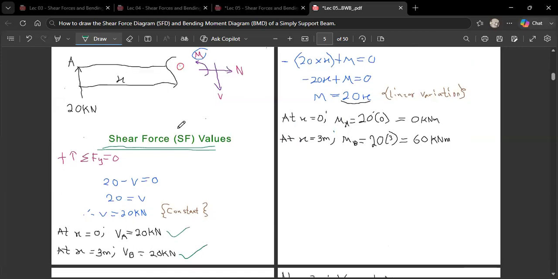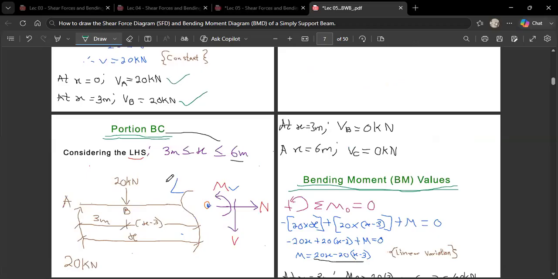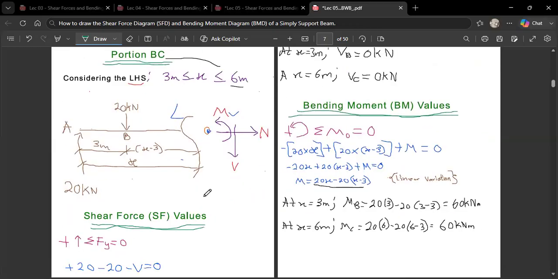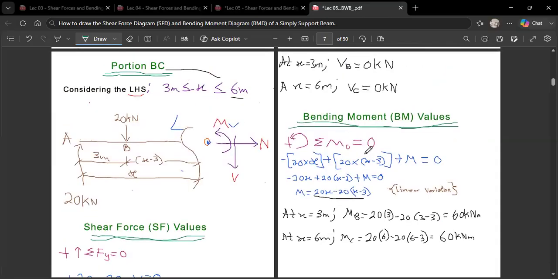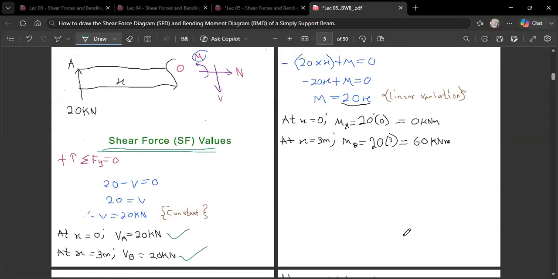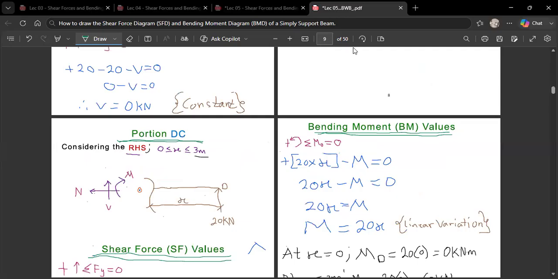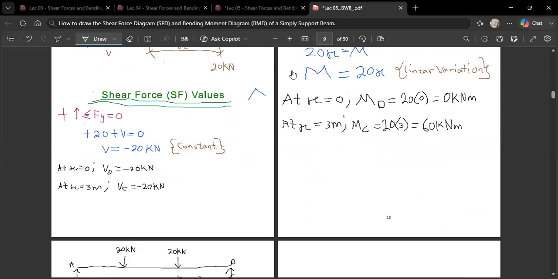Also at portion what? BC, you can be writing them down. At portion BC, the shear force at B was what? 0. You see, the shear force at B was 0, and also the shear force at C was what? 0. So let's go and plot these values and come back.